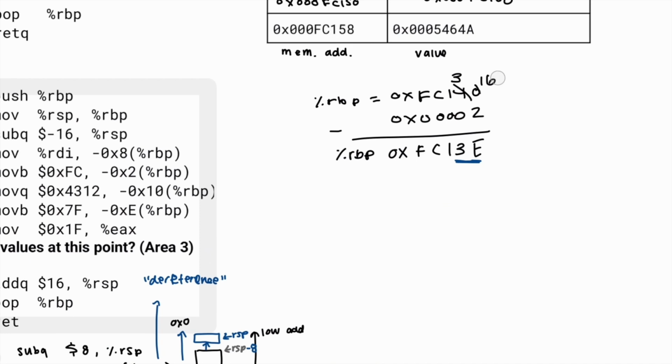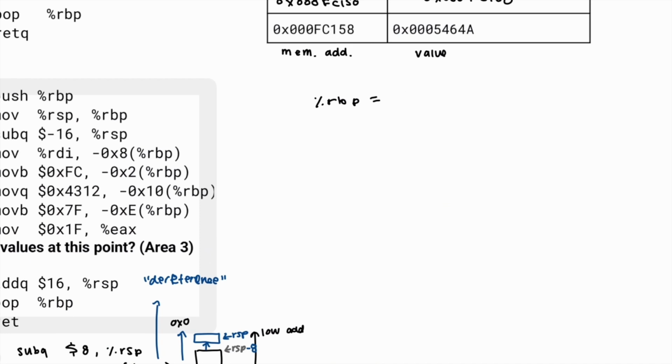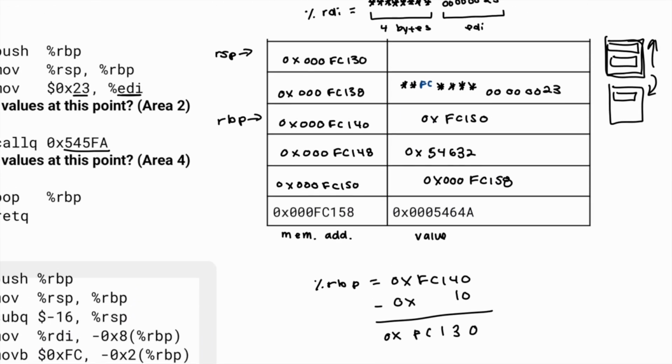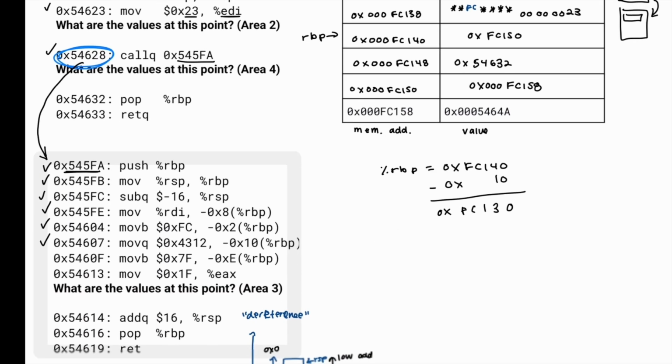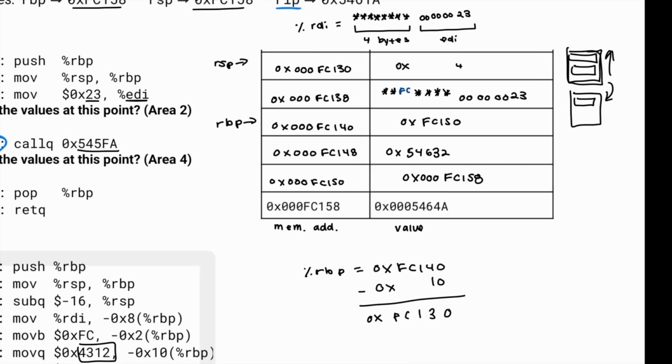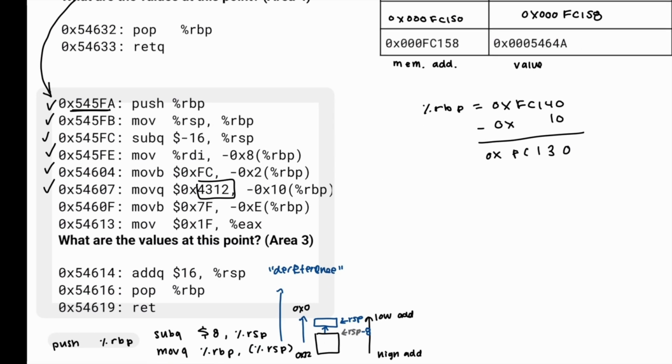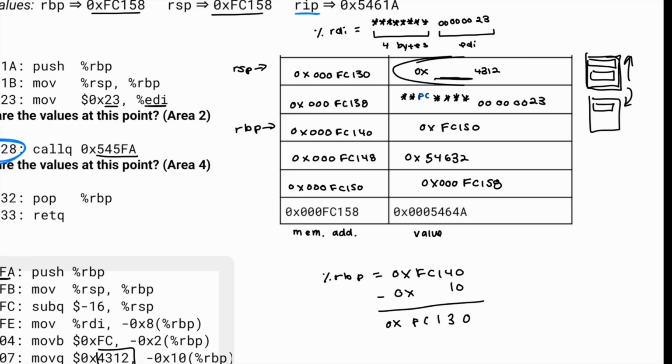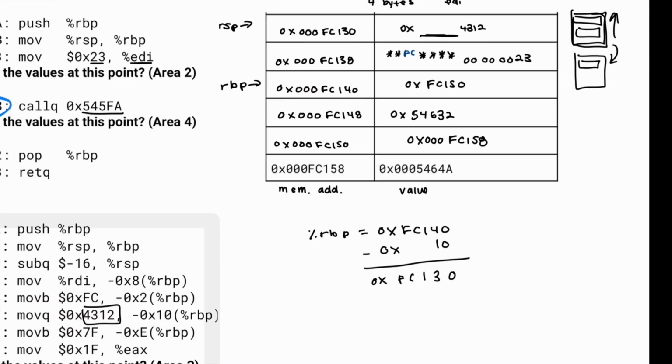So RBP, we have at 0xFC140 minus 0x10: 0 minus 0 is 0, 4 minus 1 is 3, then 1, C, F. So FC130 we know is right here, and the value that we're placing in there is going to be 0x4312. The reason I'm making space over here is because we will be working with this value later on, and we might be changing some values in the full value.